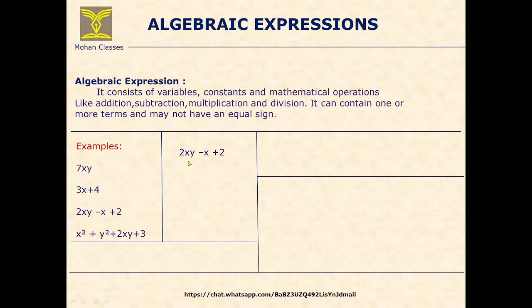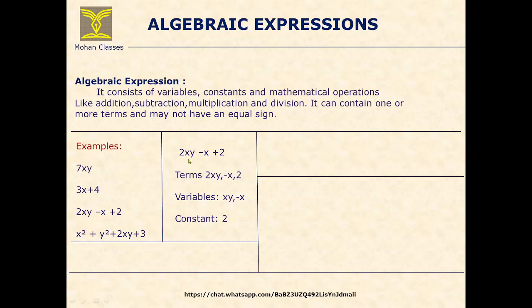Here you see 2xy minus x plus 2. You have to say what all the terms of this expression are. So if you see 2xy minus x plus 2, you have to separate it. 2xy is one term, minus x is the other term, plus 2, a constant, is the third term. So it has 3 terms. We have to separate and write them as terms: terms equal 2xy, minus x, 2.